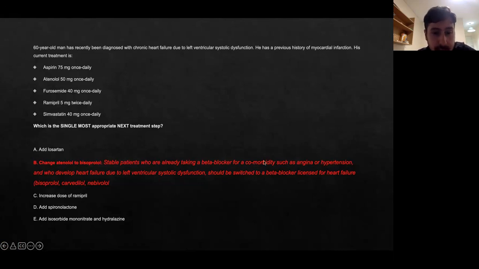So with B, atenolol is not actually licensed for heart failure, and it's not cardioselective. So patients who are already taking a beta blocker for angina or hypertension and develop heart failure with systolic dysfunction should be switched to either bisoprolol, carvedilol, or nebivolol. And this, more often than not, is bisoprolol. So that will be the first step we do to change that. And then if that's still not helping, we can move on to adding spironolactone.